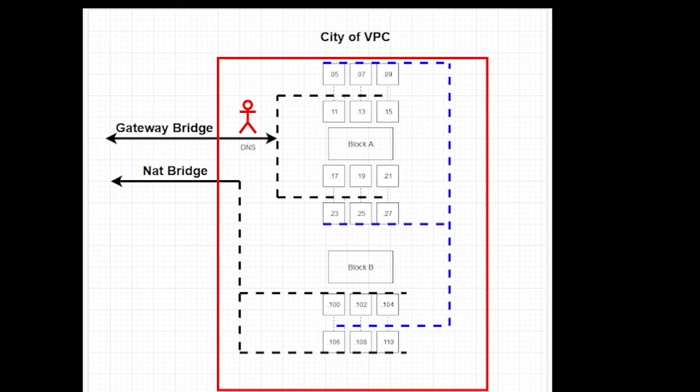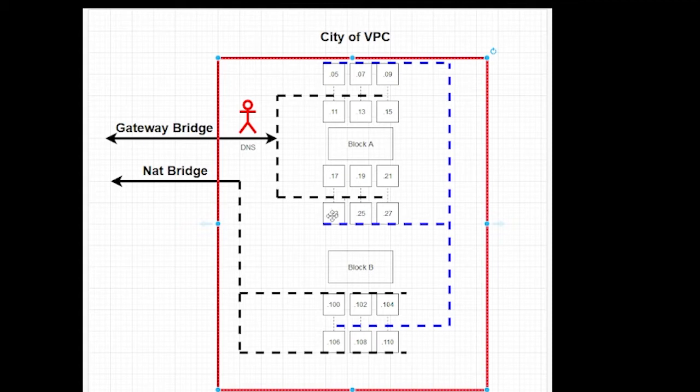So right now, anything that's located in block A is publicly available. If we look right here at 5, 7, 9, 11, 13, 15, these are all publicly available to anyone that comes to visit the city of VPC, and the DNS will help you find that place. Or for example, if you're trying to visit the town and you ask, "Where is the police department?" DNS will say, "The police department is located at address 23." So when you visit the town, it'll point you over to 23.